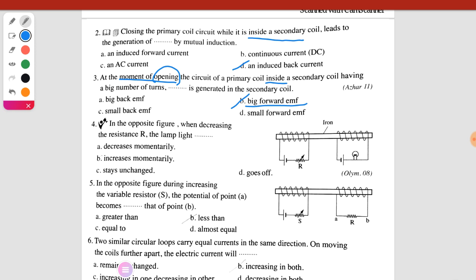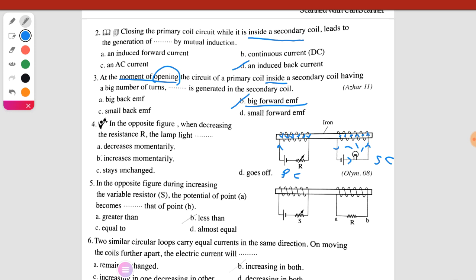Question number 4. In the opposite figure, this battery circuit is called the primary coil, and this is called the secondary coil. The battery is the source of electric current. The current moves down through it, and the other circuit contains the battery, and the current moves up. This means that the lamp glows due to the current.